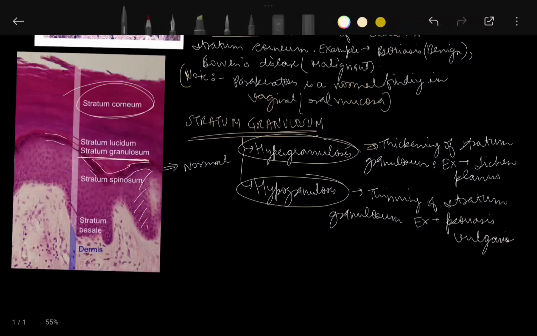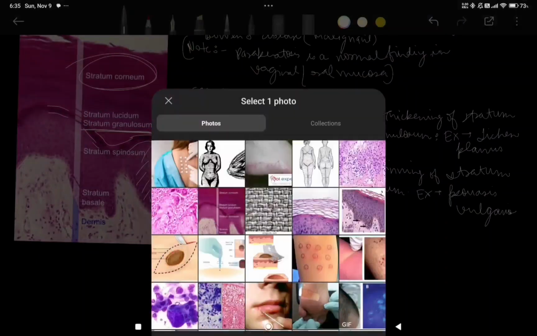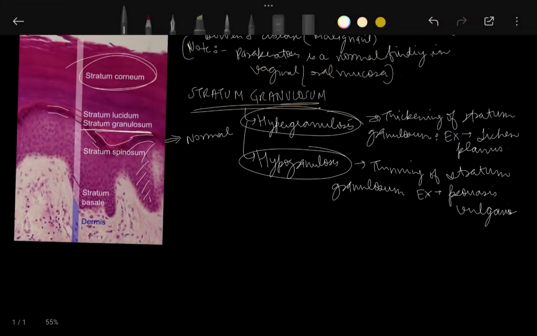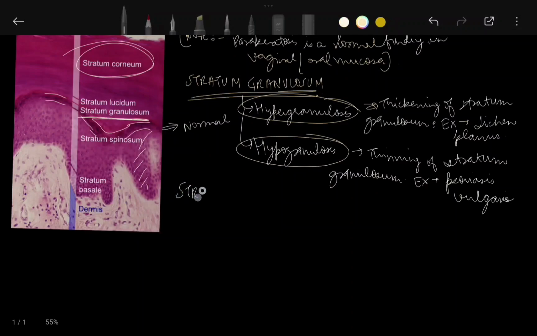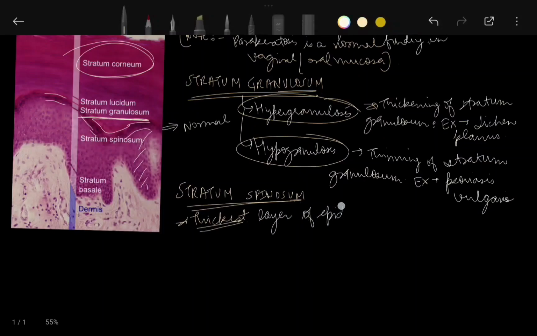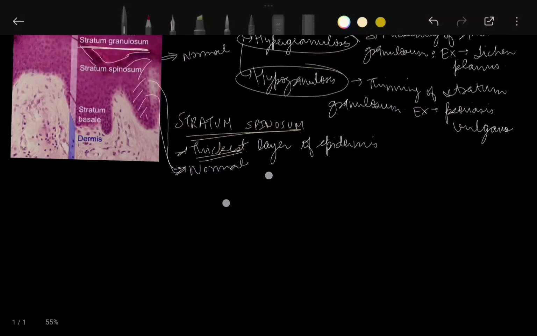Now coming to the next layer, that is stratum spinosum. It is the thickest layer of epidermis, and it is normal. This over here is a normal layer.